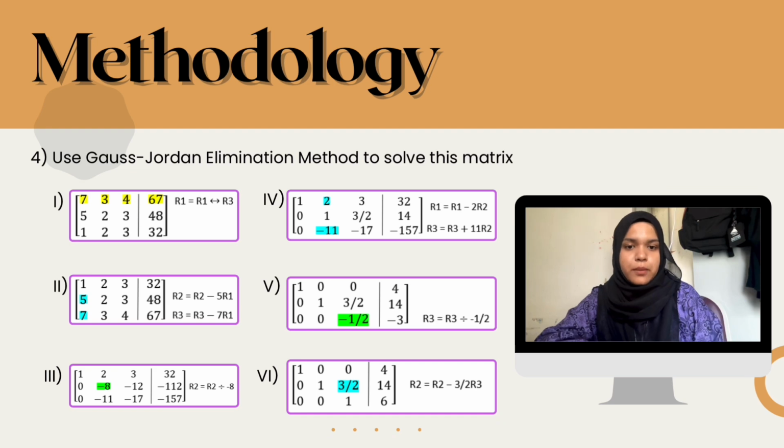Next, we need to make a leading one in column 3. So the expression is R3 divided by -1/2 and we get 0, 0, 1, 6 for row 3. Next, we need to make zeros in the rest of column 3. So the expression is R2 minus 3/2 R3 and we get 0, 1, 0, 5.